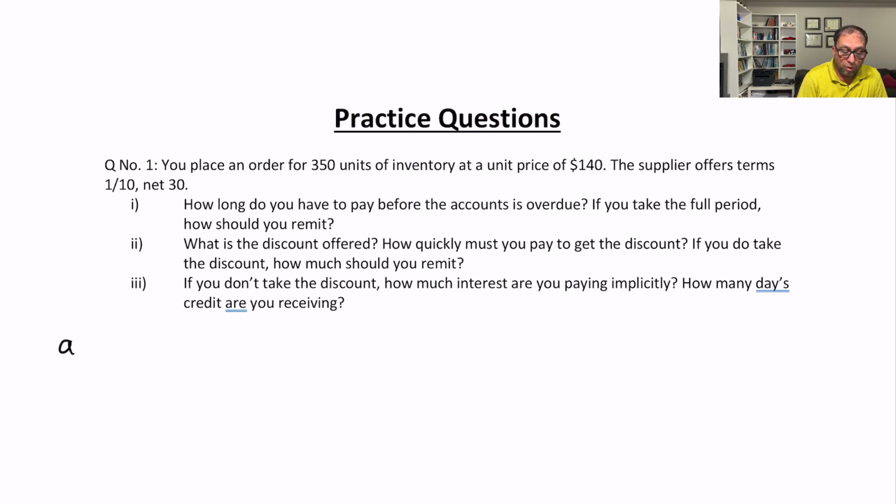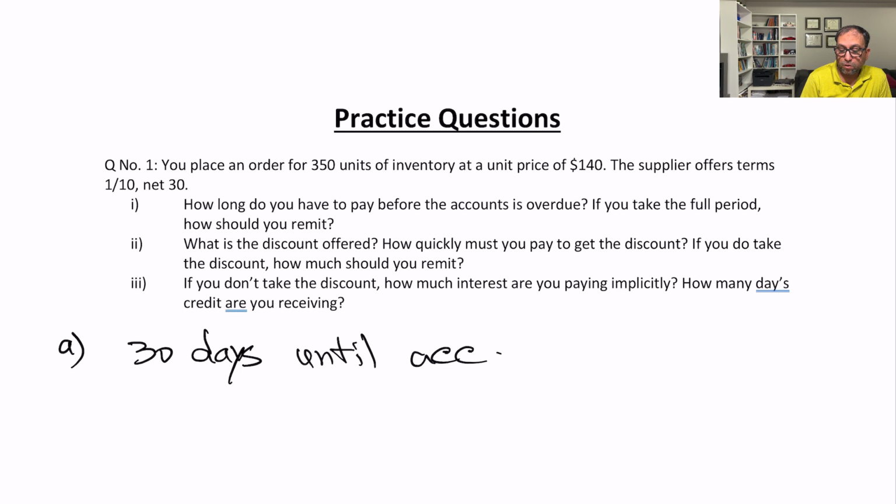So in our case of 1/10, net 30, there are 30 days until the account is overdue. If you take the full period, you have to remit.